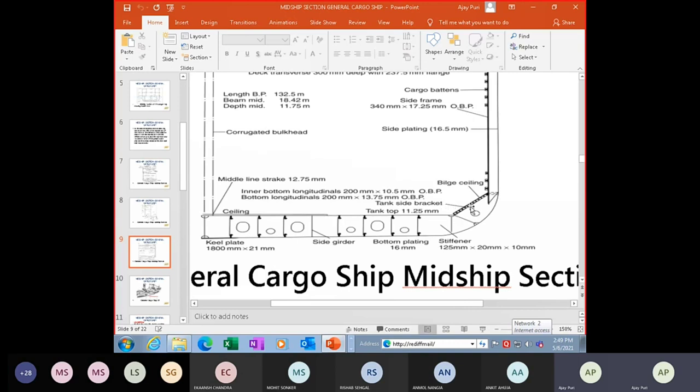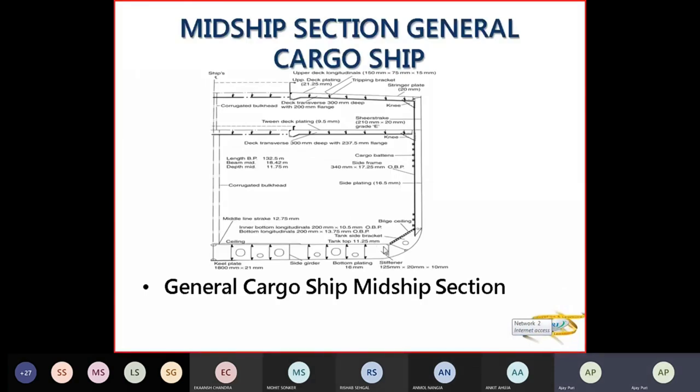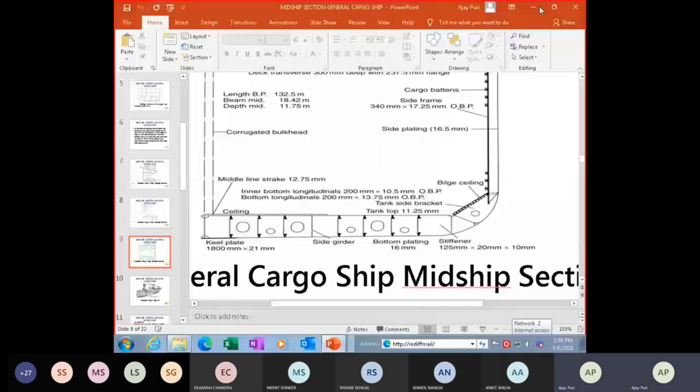Then on the tank side bracket, you will have a bilge ceiling again to absorb the sweat. So that's your diagram. I'll do the explanation after this. Now I'll just show you another diagram which I had made.